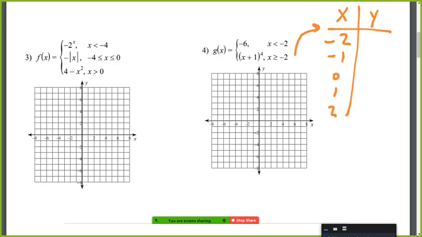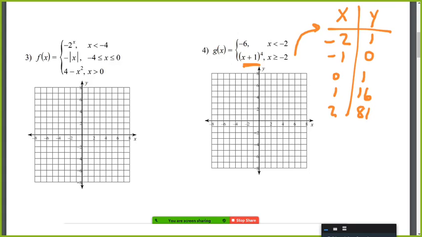So if I plug -2 into here, it's (-1)^4, which is 1. If I plug in -1, it's 0. If I plug in 0, it's 1 to the fourth, which is 1. If I plug in 1, it's 2 to the fourth, which is 16. If I plug in 2, it's 3 to the fourth, which is 81. So we don't even need those last 2 points. They're not going to fit on the screen.